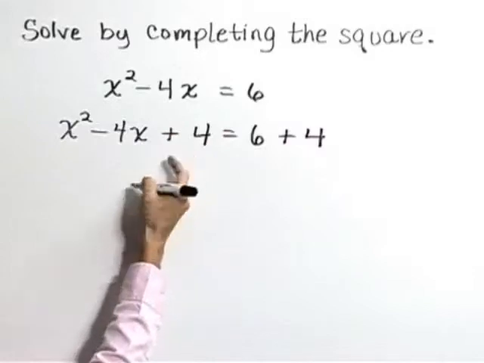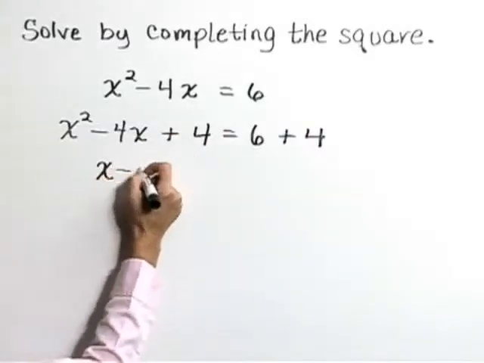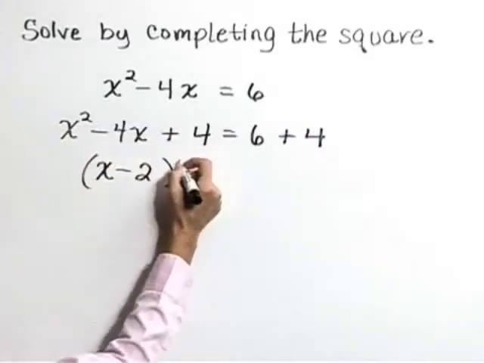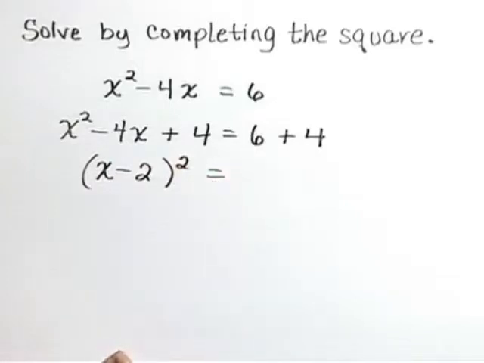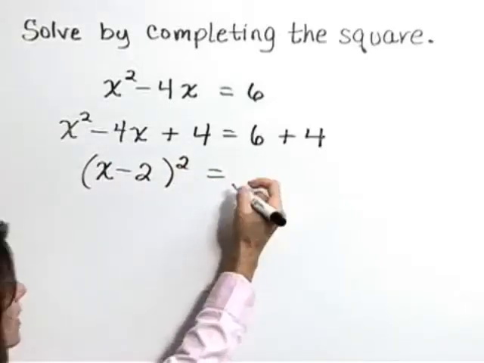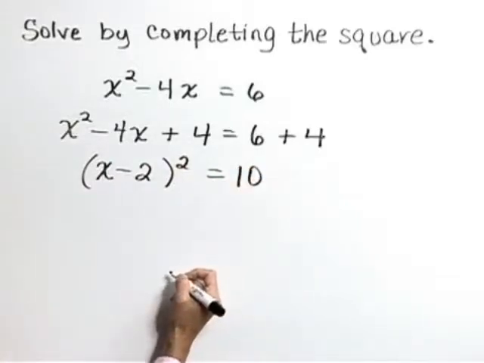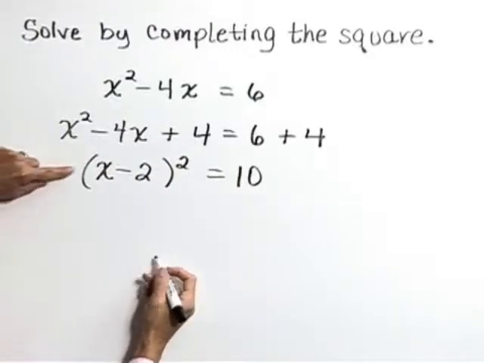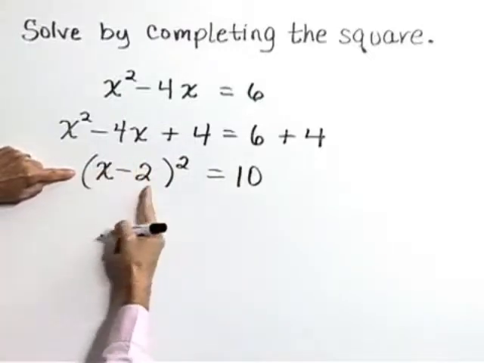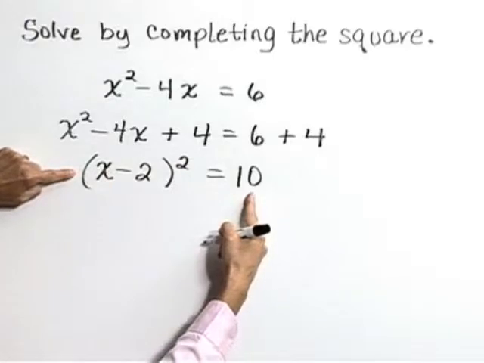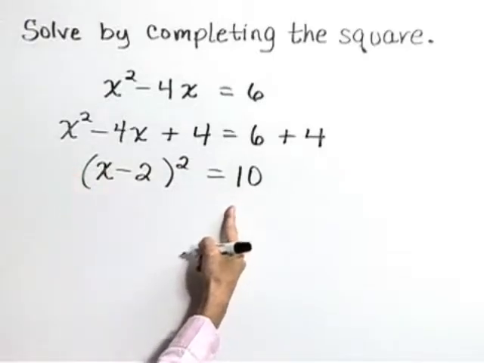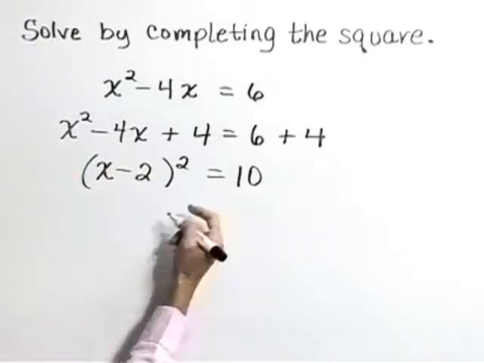Now this trinomial on the left is going to factor as x minus 2 times x minus 2, or x minus 2 quantity squared, and that's equal to 10. So at this point we've created a step that looks like something squared is equal to a number. Now we'll take the square root of both sides, considering both the positive and negative roots.